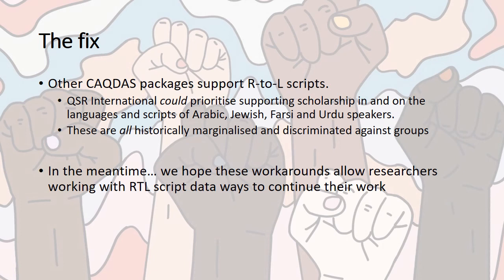So we've presented 4 workarounds here, but they are workarounds. So really the fix is to support right-to-left scripts properly. QSR International could choose to prioritise supporting scholarship in and on the languages and scripts of Arabic, Hebrew, Farsi and Urdu speakers. And we have to note that these scripts are all associated with historically marginalised and discriminated against groups, and it has a real-world impact on research, accessibility of research, and valuing those. So we really, really hope this makes a serious call for that to be addressed, rather than another interface facelift.